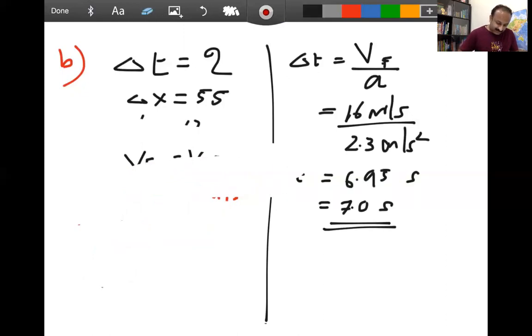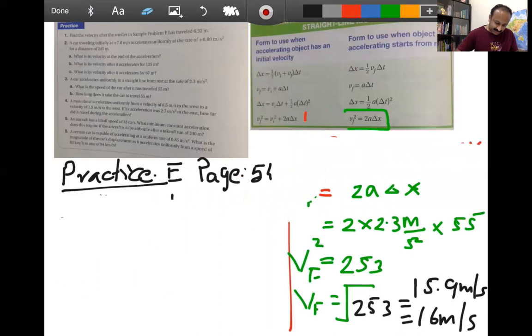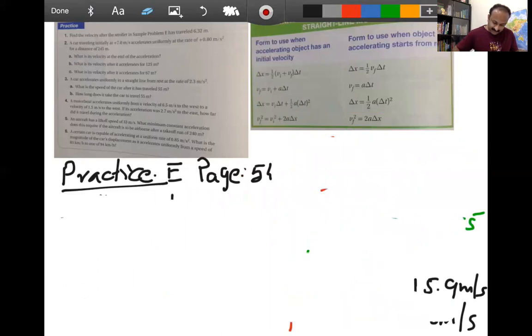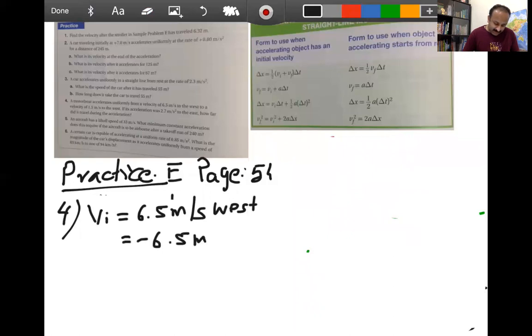Now I'll do question number 4. In question number 4, a motorboat accelerates uniformly from a velocity of 6.5 meter per second to the west. So its direction is going to the west. So your Vi is 6.5 meter per second west, or since it is going to the west, you can write it as minus 6.5 meter per second. So this is your Vi. Why is it minus? Because the motorboat is going to the west.